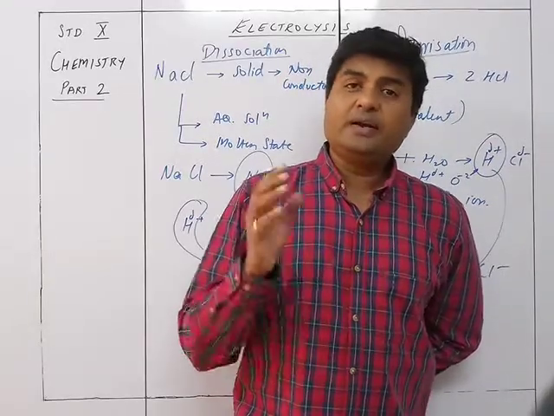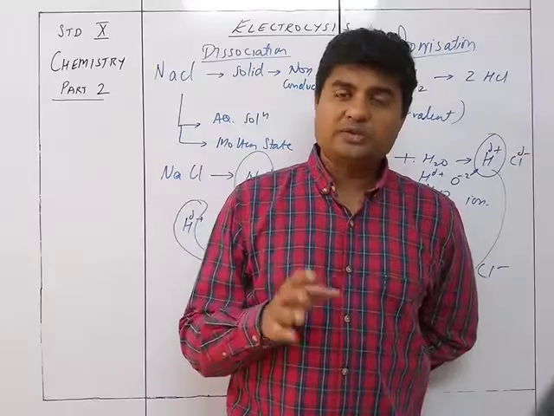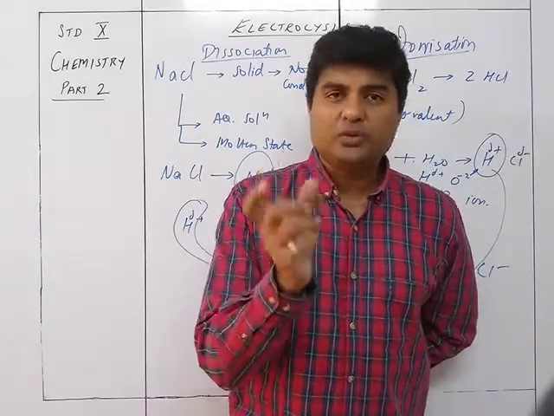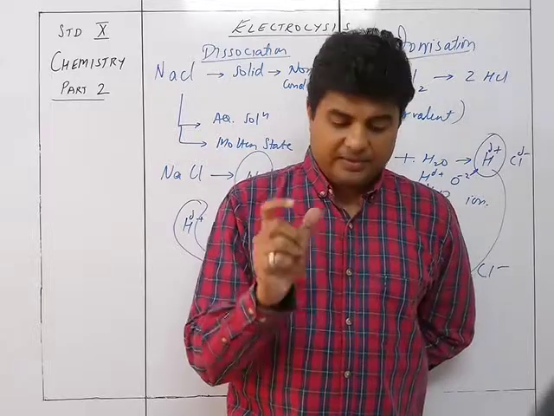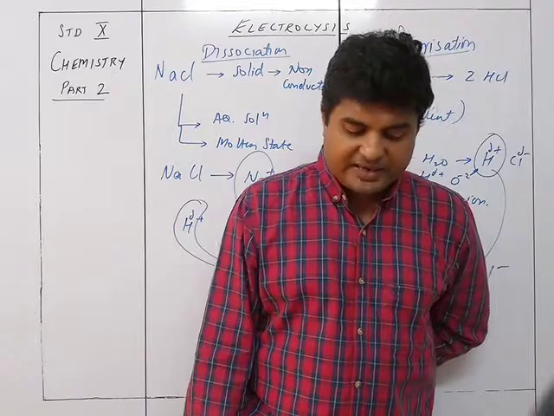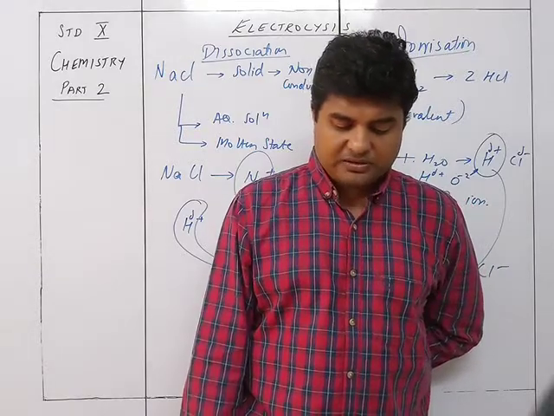Any particular acid which is going to dissociate completely, without any molecules remaining, will be called a strong electrolyte. Whereas in the case of acetic acid, it will be CH3COO- and H+.